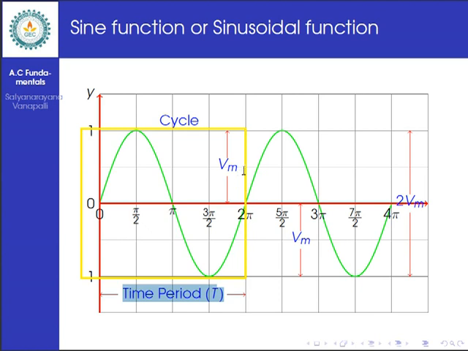Here, for the sake of convenience, I am representing the maximum value with Vm, positive maximum and negative maximum, and the difference between the peak value and the crest value is equal to 2 Vm. You know that the peak value is +1 and the crest value is -1. Their difference is 1 minus of -1, which is 1 plus 1, equal to 2. Representing this value with Vm, the crest value is minus Vm, and the difference is Vm minus of minus Vm, which is equal to 2 Vm. This value is known as the peak to peak value.